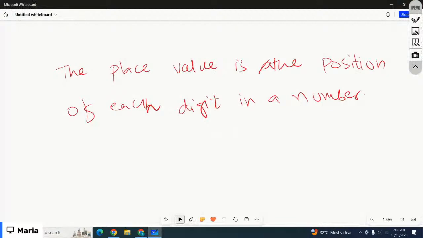For example, you have the number 213, right? Every digit has a different place value. The 3 is the rightmost digit. 3 is always at the ones position, 1 is at the tens position, and 2 is at the hundreds position, right? So the place value of every digit is different from the others. 3 is at the ones place, 1 is at the tens place, and 2 is at the hundreds place, right?